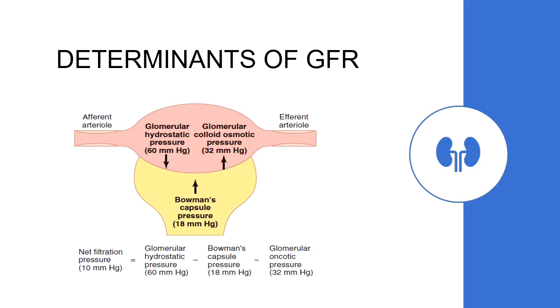Similarly, the Bowman's capsule pressure, corresponding to about 18 mm mercury, is the one that is also favoring reabsorption. A specific characteristic here is that there is no Bowman colloid osmotic pressure, or rather this pressure is so low that it does not affect the overall process of filtration or reabsorption. Hence, using simple algebra, the net filtration pressure across the glomerular capillary comes out to be about 10 mm mercury.